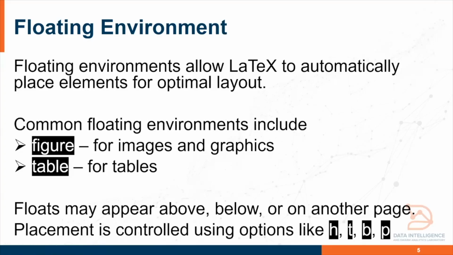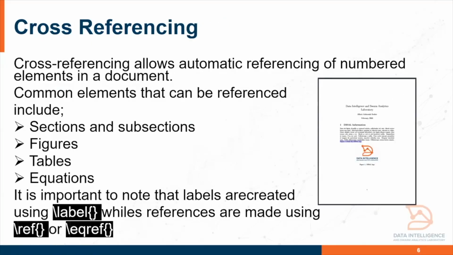Now, where you want it to be, whether here, at the top, at the bottom, or on the next page, you can specify that. So I believe we have demonstrated this concept of floating environments with regards to the table and figure. So we would go past this slide. Then we move on to cross-referencing, right? Cross-referencing. So if you want to put an image in your document, right?